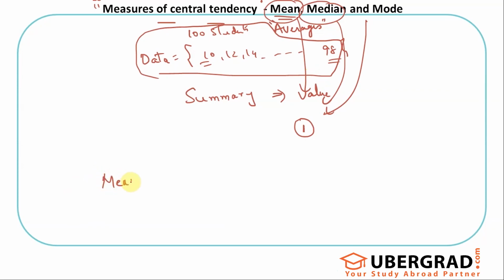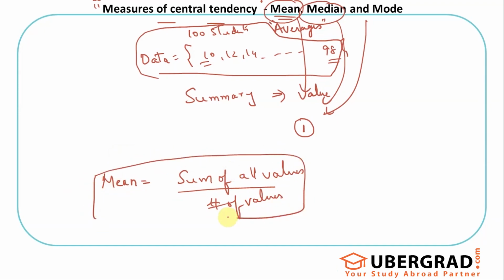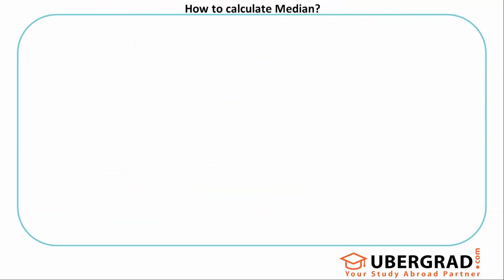Mean, we have already discussed in the earlier video. If you have not seen it, we strongly recommend you watch the video on averages. The mean is basically the sum of all values divided by the number of values we have. That's how we calculate the mean. Now let's focus on the median and mode. So how do we calculate the median?